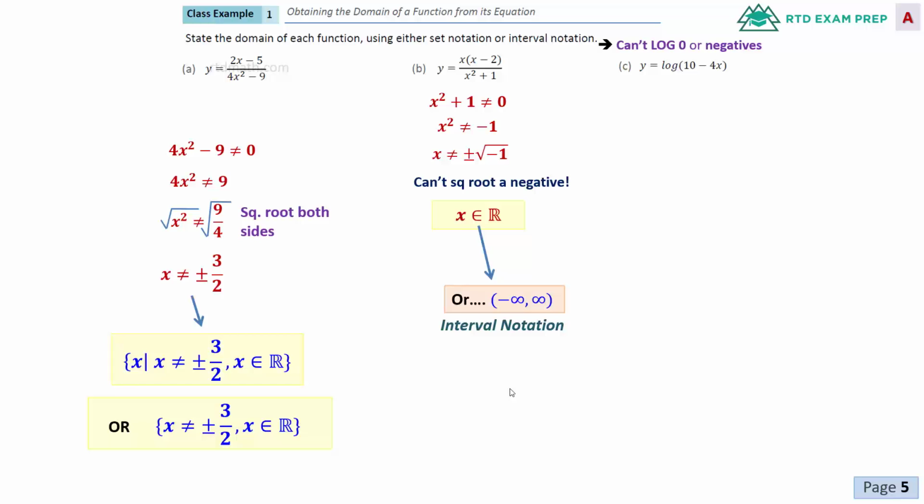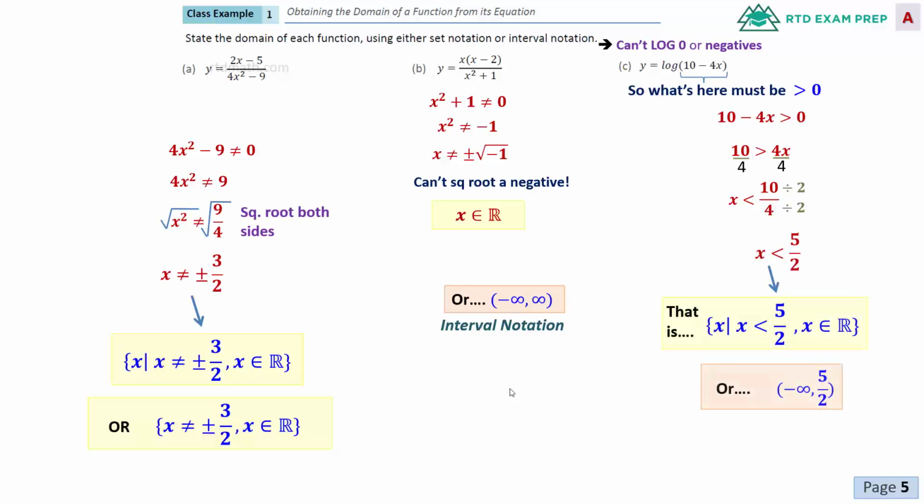Part C, we can't log 0 or a negative, so the argument must be greater than 0. So if 10 minus 4x is greater than 0, and we add 4x to both sides and divide by 4, we would say that x must be less than 10 quarters. Notice as I changed the sides, I changed the direction here. This means that x is less than 5 halves, which in interval notation means we are from negative infinity up to 5 halves. Note here, it is a rounded bracket because we are not including that endpoint.